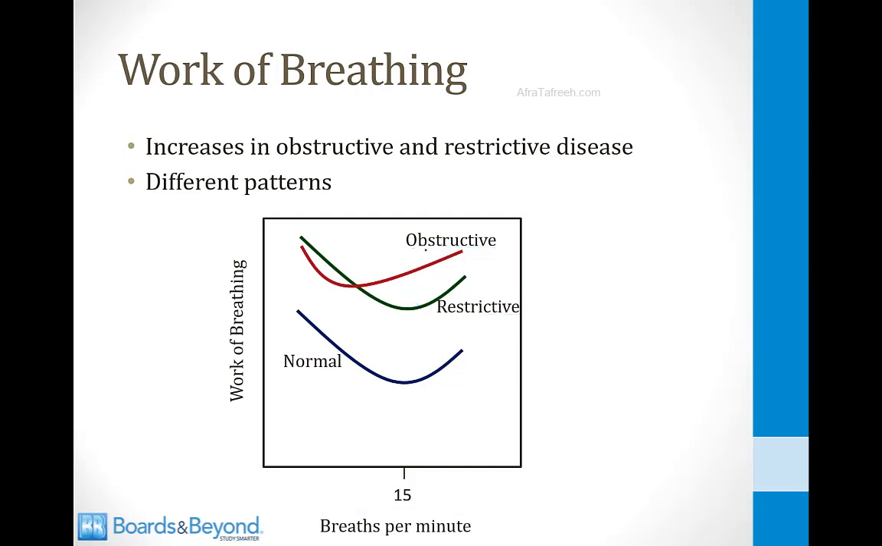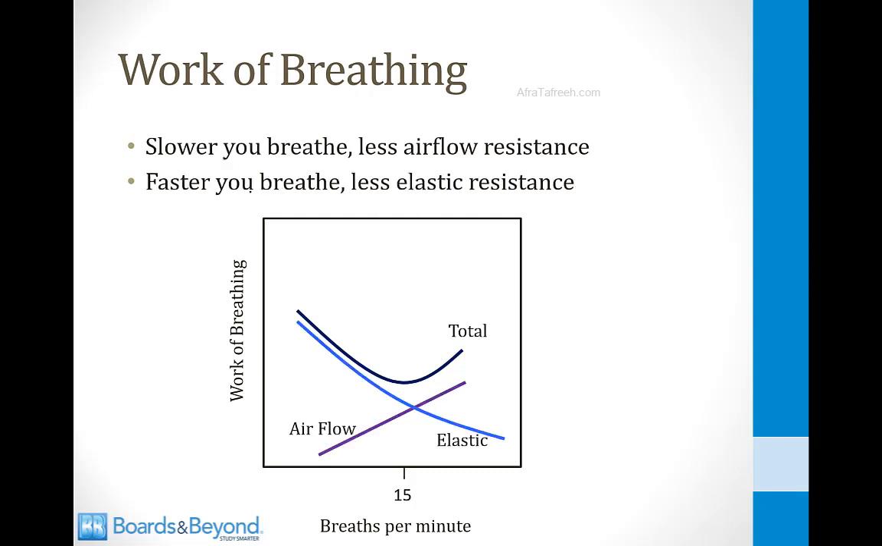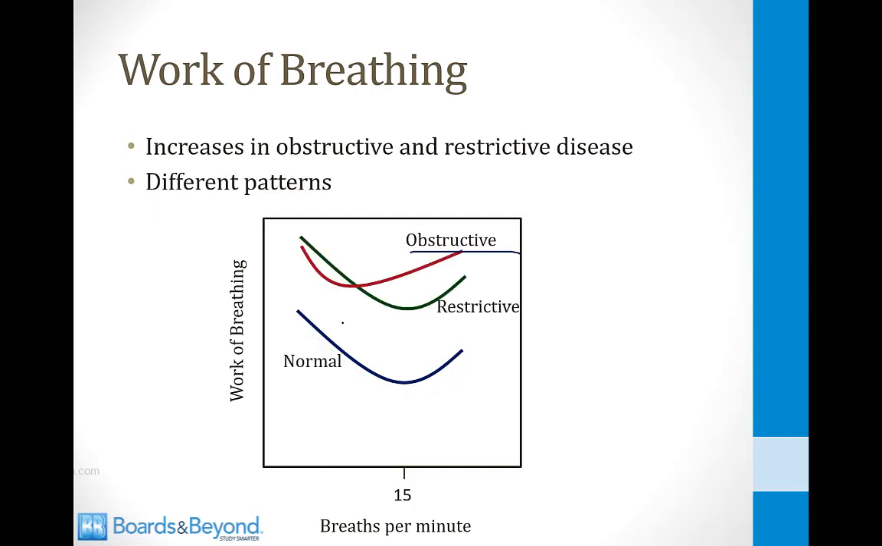In contrast, patients with obstructive lung disease have the red curve here. For these patients, the main problem is airway resistance. They want to minimize the airway resistance that is naturally increased because they have obstructive lung disease. So going back to this slide, the slower you breathe, the less airflow resistance. So patients who have obstructive disease are going to want to breathe at lower respiratory rates with high tidal volumes. And that's what's shown here on this slide.